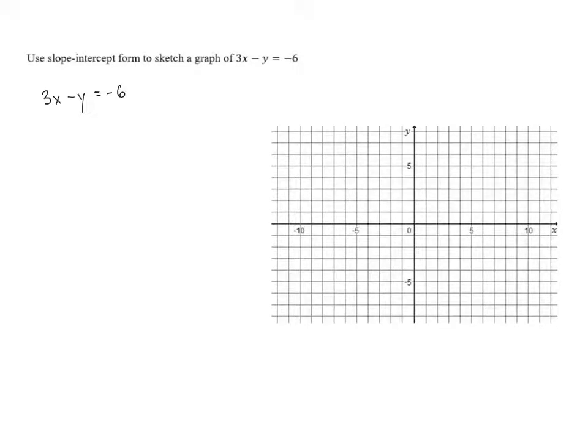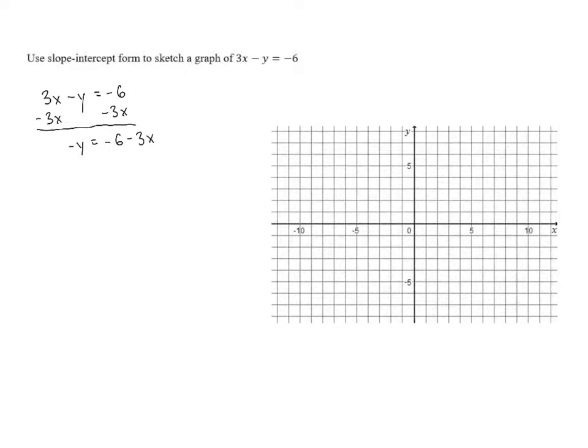We need to get the y alone, so we have to subtract 3x on both sides. That leaves us with minus y on the left. That y was being subtracted, so we have to keep that in the equation. And then on the right, we have negative 6 minus 3x.